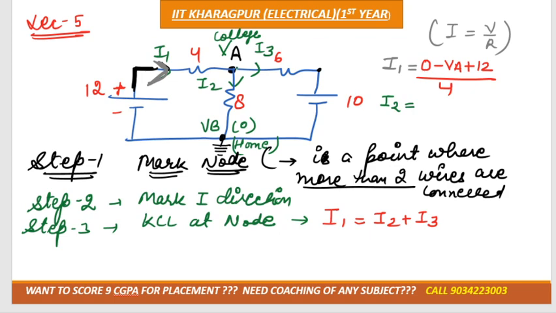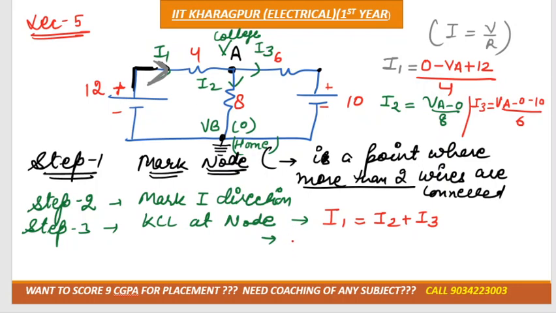I2: imagine your friend is moving from VA to 0. So that would be VA minus 0 divided by 8. Similarly, I3 is moving from college to home, from VA to 0. That would be VA minus 0, and the battery you take as the second sign, so minus 10, divided by the resistance.